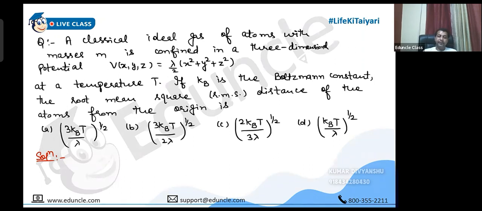And why we calculate RMS? Because particles, they are vibrating around their mean position. That's why always RMS distance is being taken. And RMS means square, then mean, and then root.